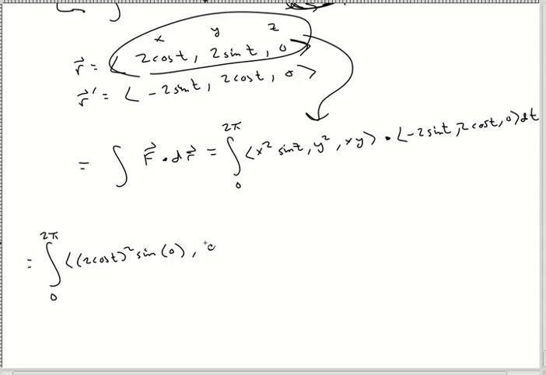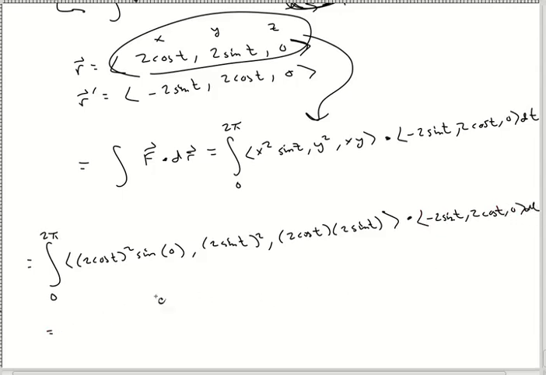My y squared, so I got 2 sine of t all squared. And then x times y. It's not going to really matter in the end because this one's going to get canceled anyways, but I wrote it anyway. So this one dot, sorry, it's going to kind of go sideways there. Negative 2 sine t, 2 cosine of t, 0 dt.